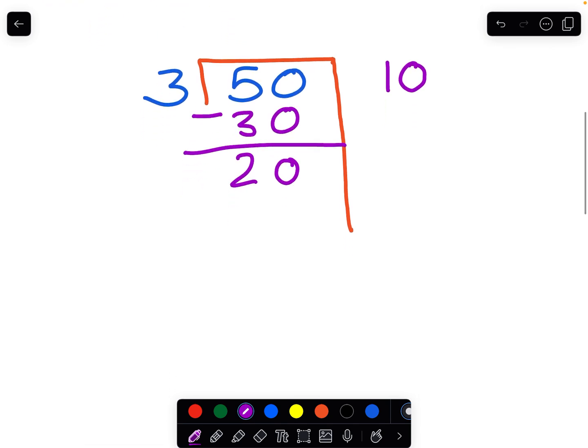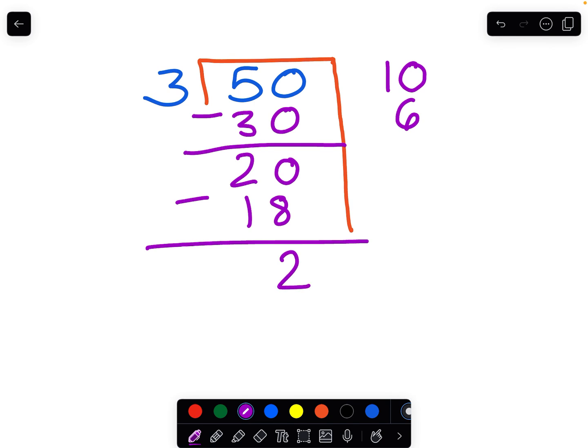Well, now I'm going to say to myself, okay, how many times can 3 go into 20? I can either use friendly numbers, 5s and 10s, or I can go back to my multiplication facts and say, okay, I know 3 times 7 is 21, so 7 is too high. But I know 3 times 6 is 18. Going to subtract again, 20 minus 18 I know is 2. And guess what? 3 cannot go into 2 because 2 is smaller than 3. So this becomes my remainder. I've now got a remainder.